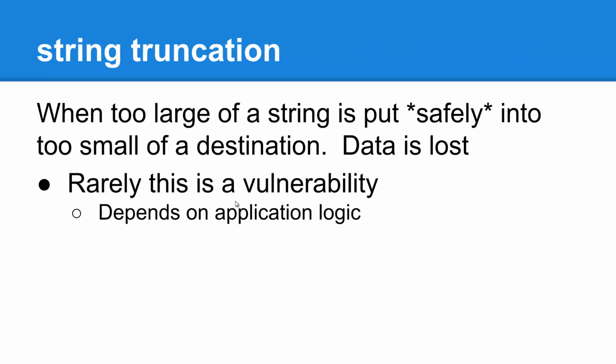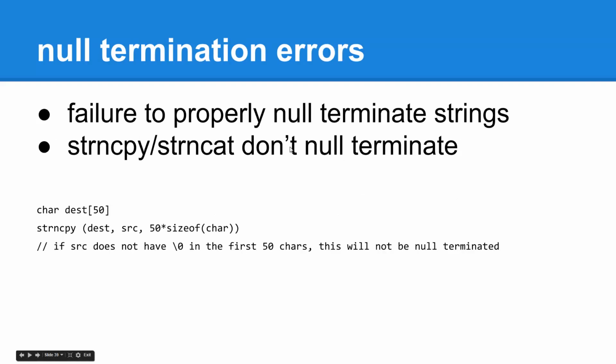So, string truncation is another common error. However, this just happens when too large a string is safely put into too small of a destination. Simply the result is data is lost, and depending on the application logic, this may be a vulnerability, but it's quite rare for it to actually be an exploitable vulnerability. Again, I've said this a lot, null termination errors are very, very common. It just involves failing to properly null terminate strings.